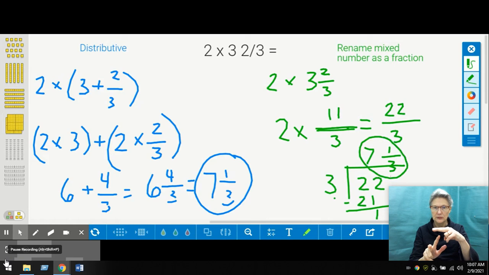So in blue, I used the distributive method or distributive property. And then in green, I renamed first. So think about what works best for you. Maybe try both of these when you're doing your work, and you can always refer back to this video if you get stuck with one of the strategies. Okay, good luck.